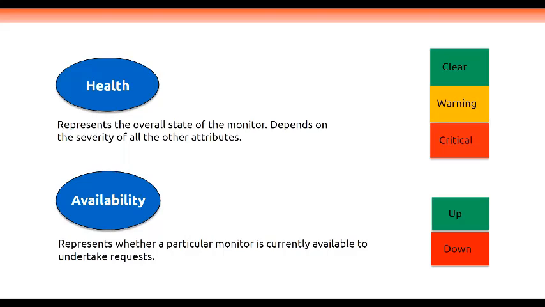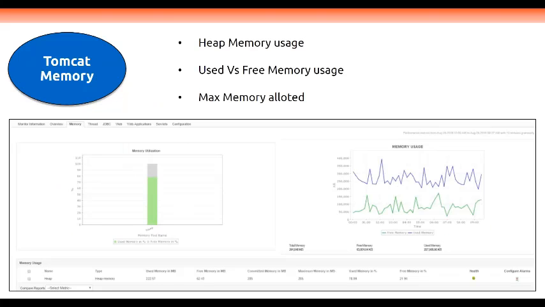They are critical, warning, and clear. And availability, as the name states, is nothing but the availability of the application server. So if App Manager couldn't establish a connection with the application server, we trigger a down alert for that. Now, we'll see the Tomcat application monitoring in detail.